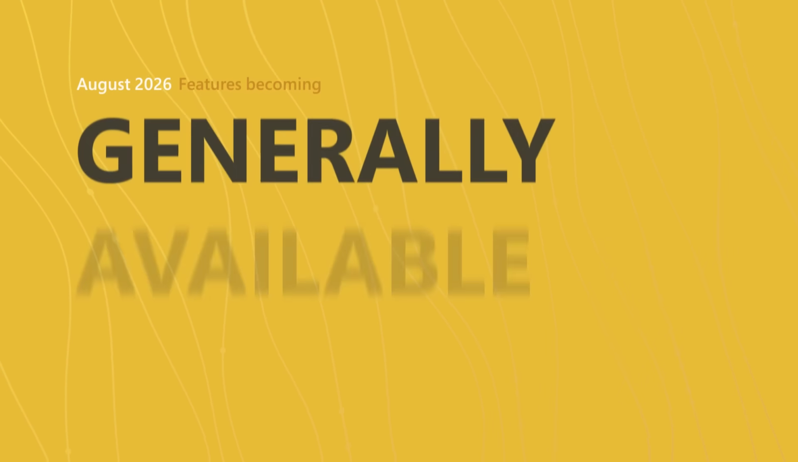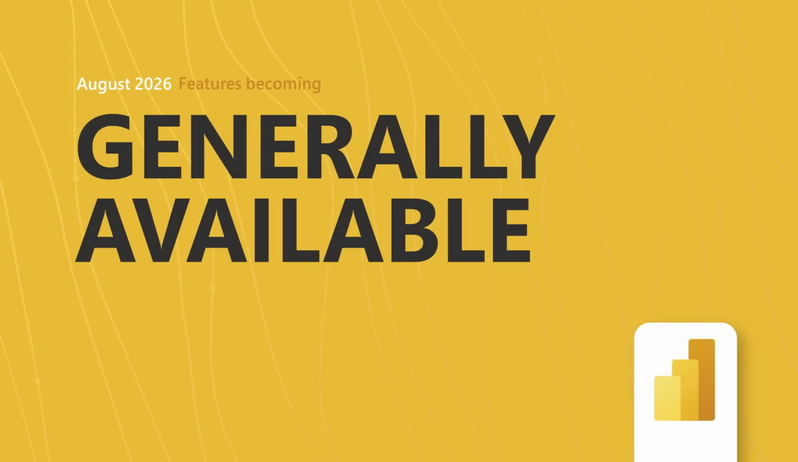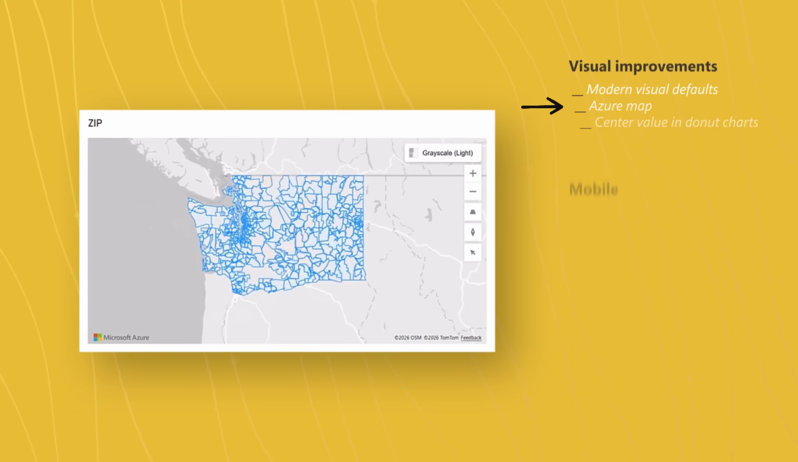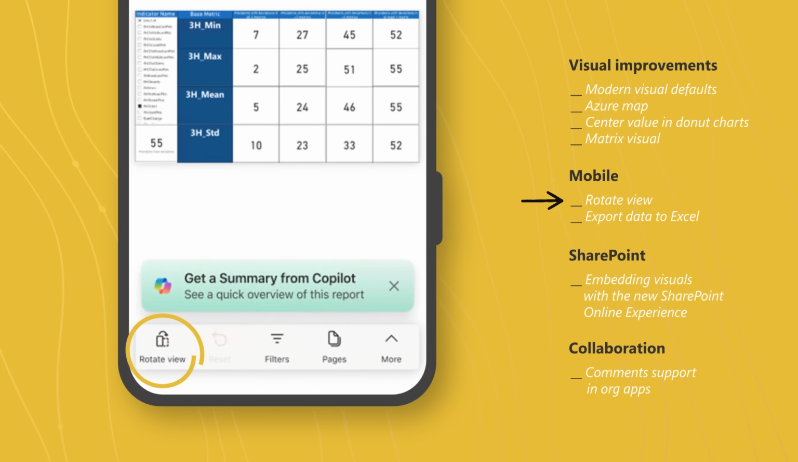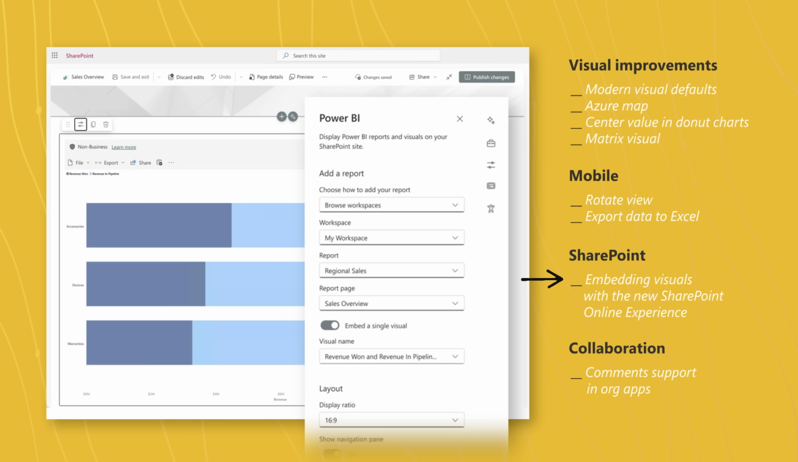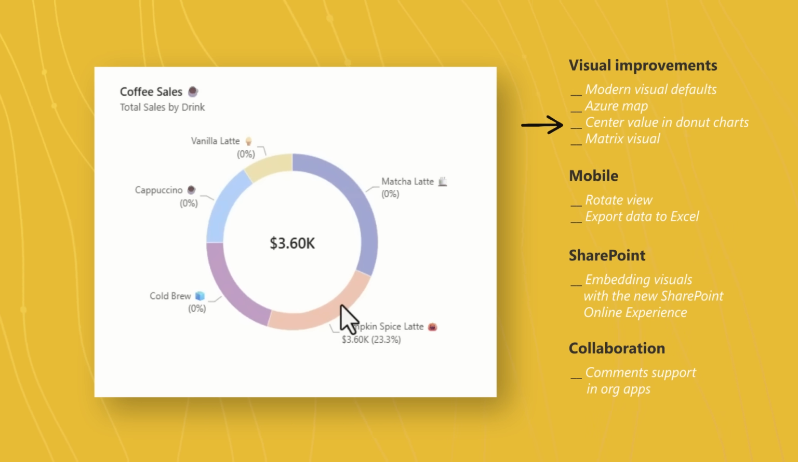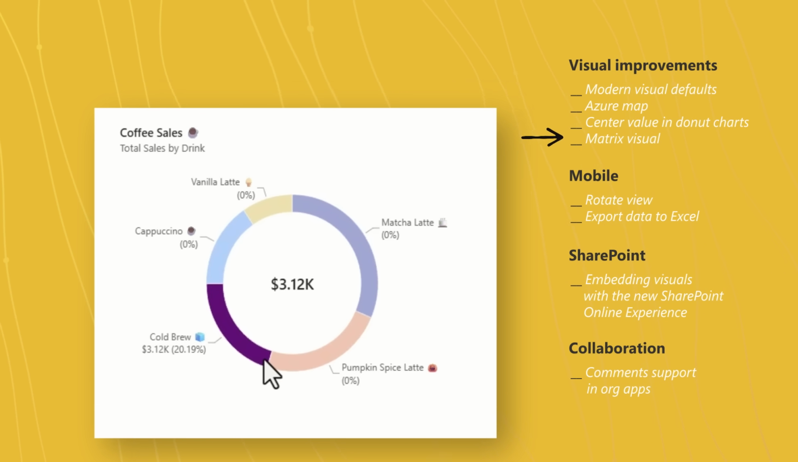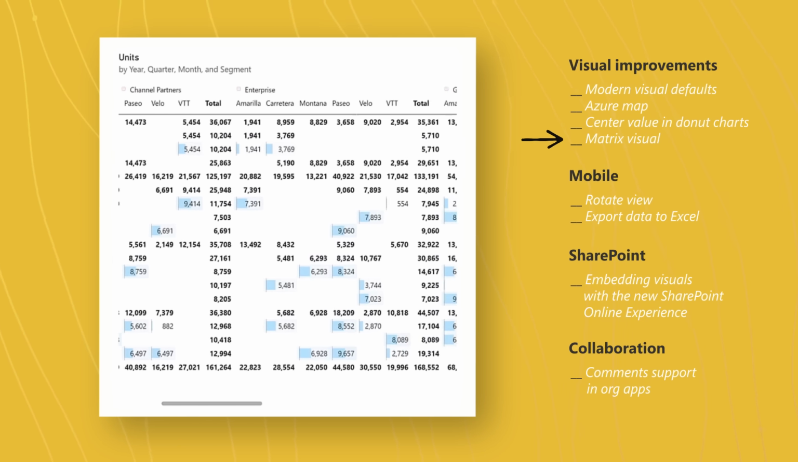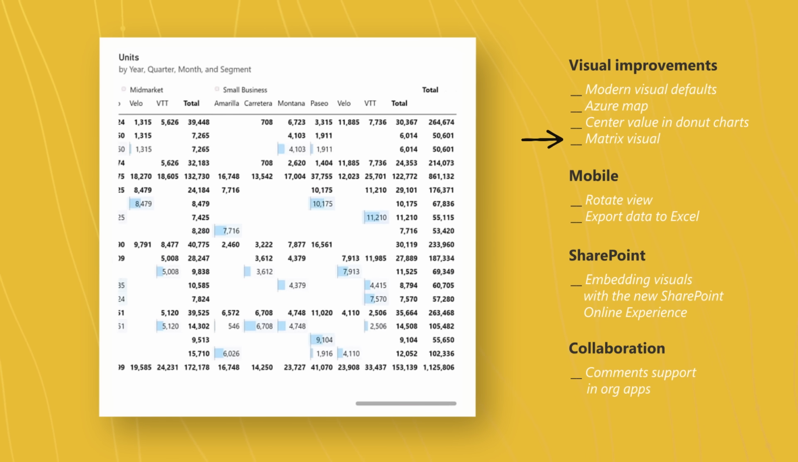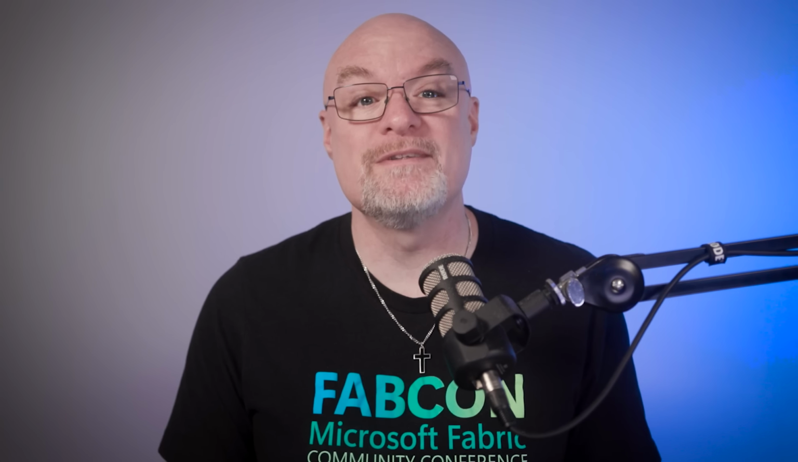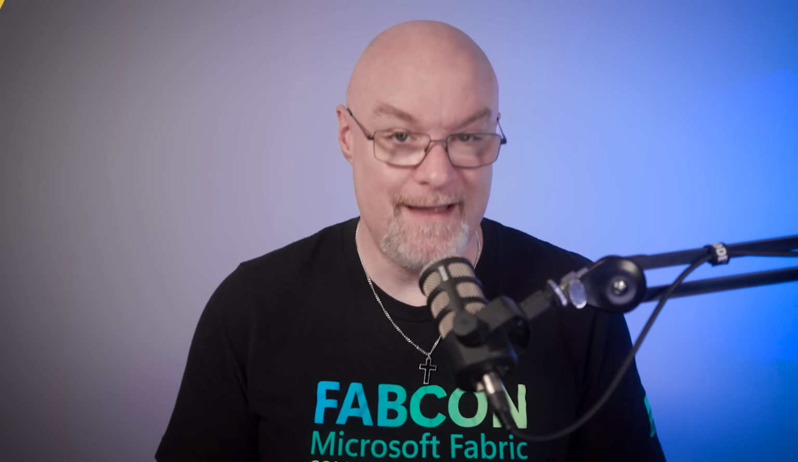Let's begin. The general availability list this month is all about the everyday stuff. We've got updates across visuals, Azure Maps, mobile, SharePoint, and commenting, kind of all the things. A bunch of these correct workarounds you've been living with for a while, like better donut charts, more control in the matrix table, to just name a few. Cleaner commenting, easier embedding, you get the idea. You may feel they are more quality of life, but they will definitely make your day a lot easier.